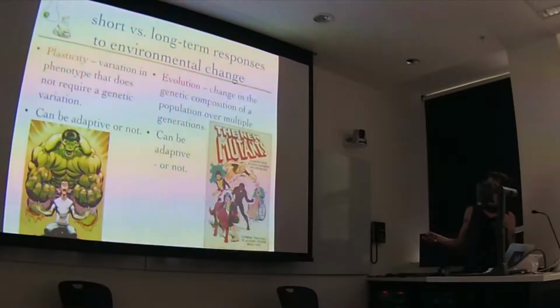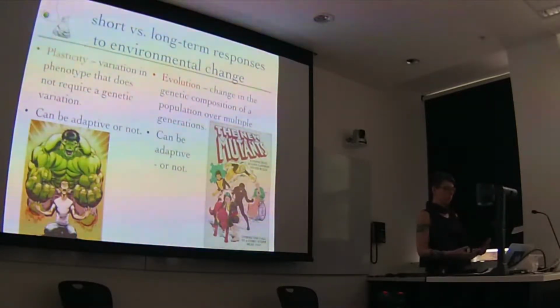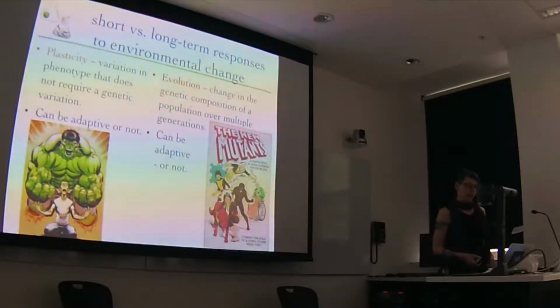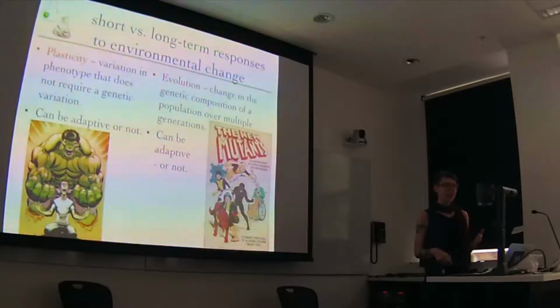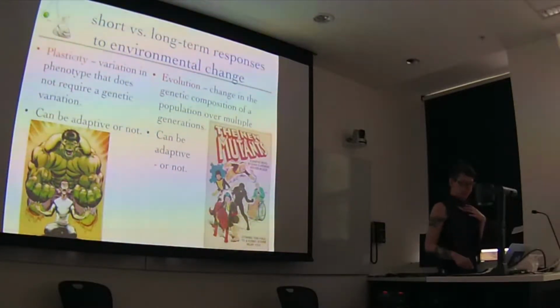Evolution, on the other hand, is change in the genetic composition of a population over many generations. That's the definition of evolution, right? It can be adaptive, but again, it can be non-adaptive. There are many reasons evolution can be non-adaptive. Evolution is adaptive when natural selection can act. Natural selection can't always act, and I'll get into that.